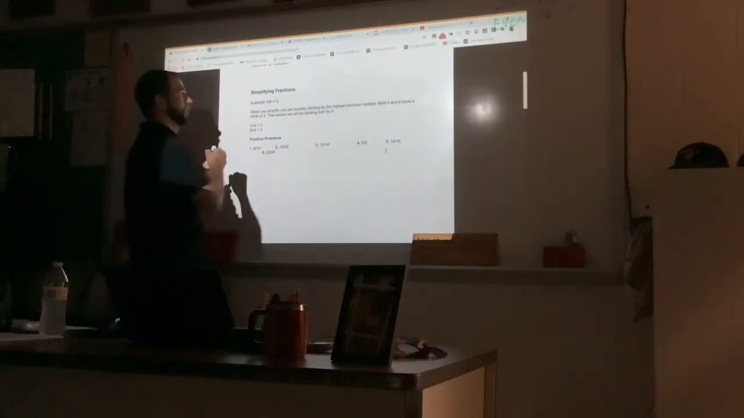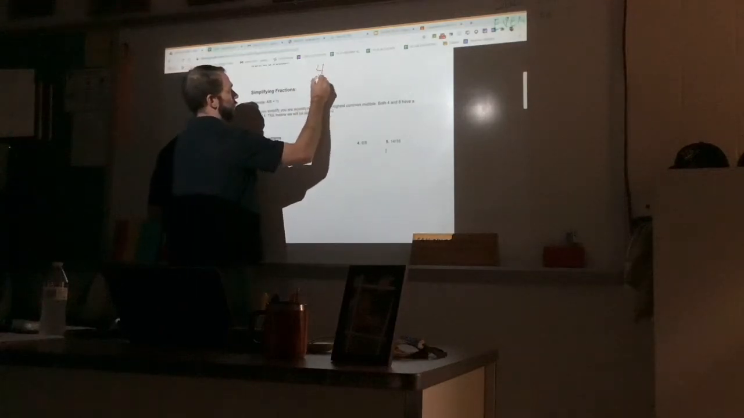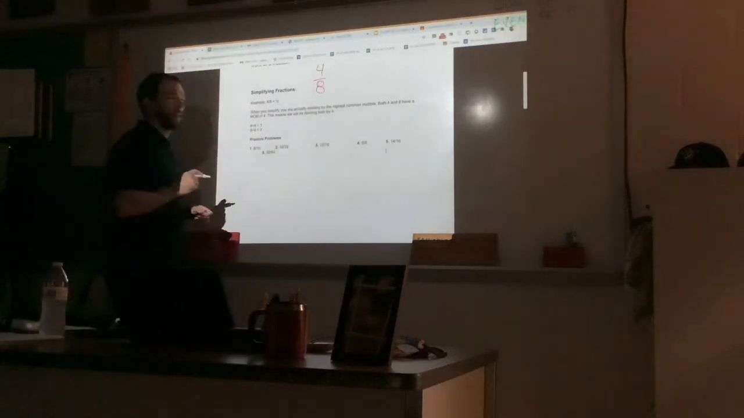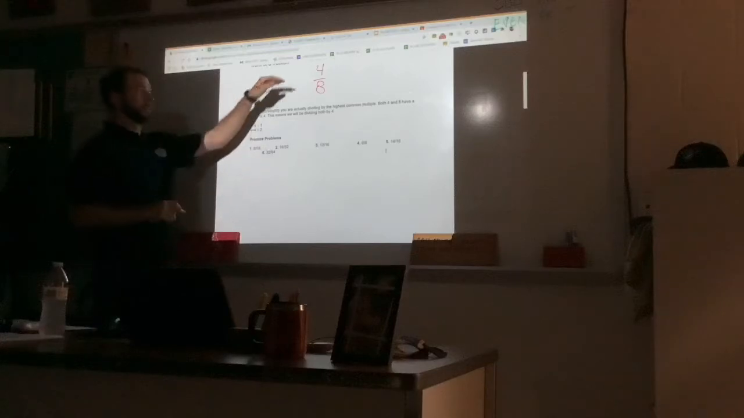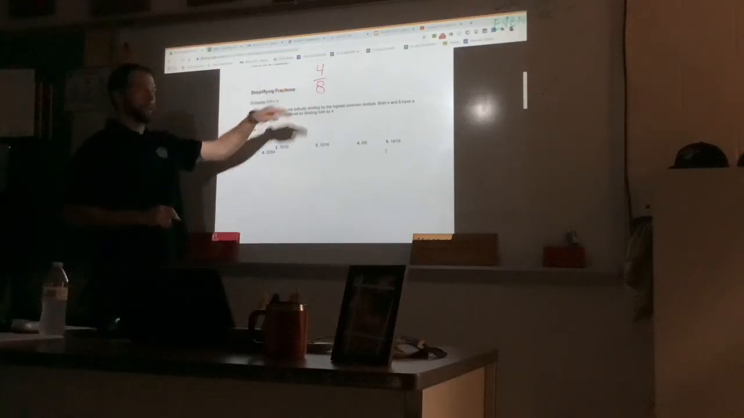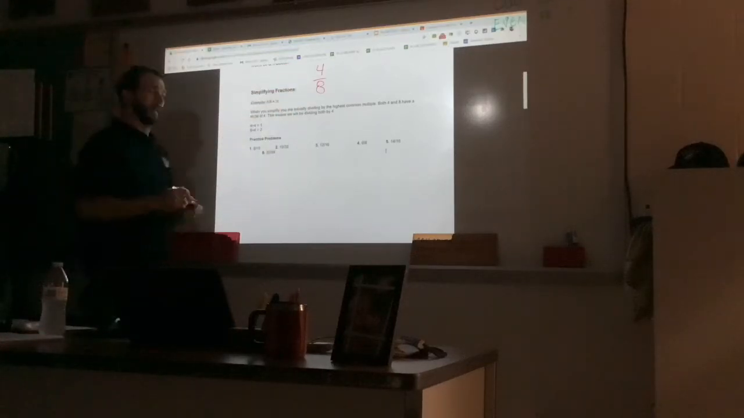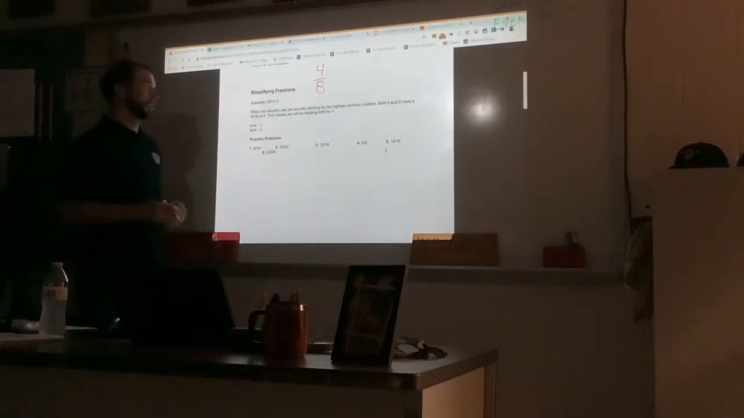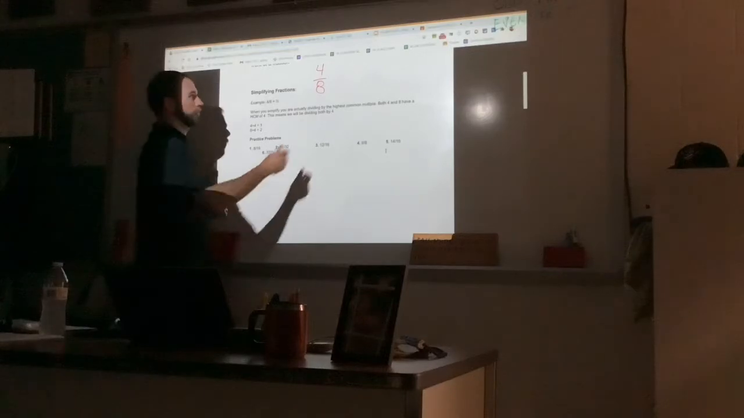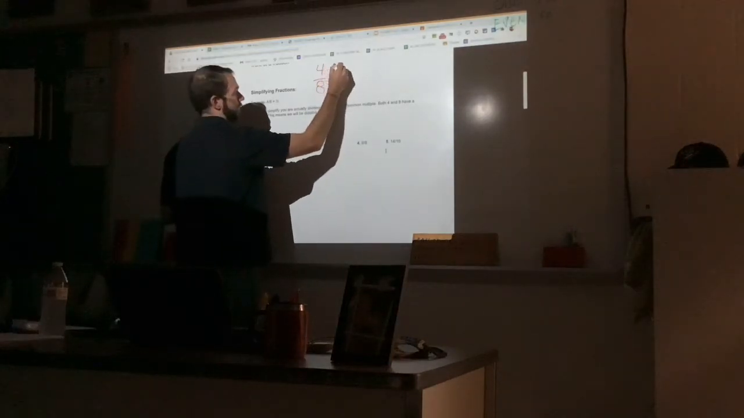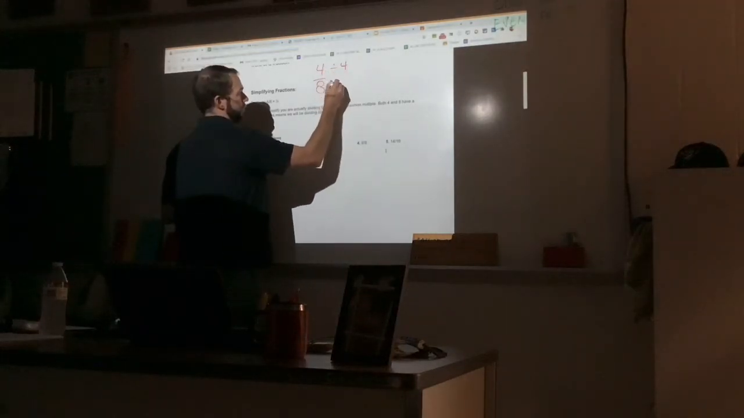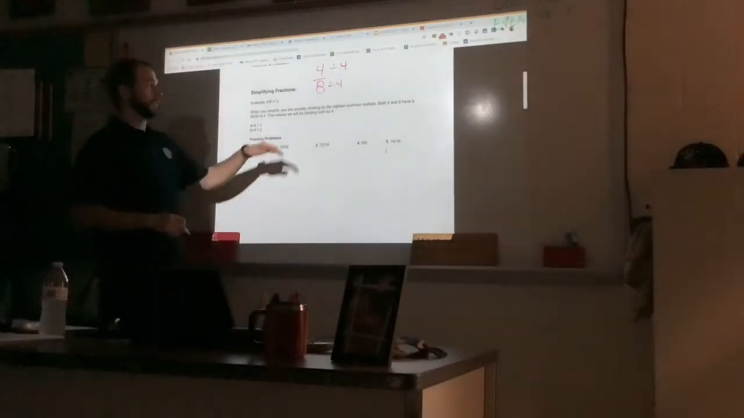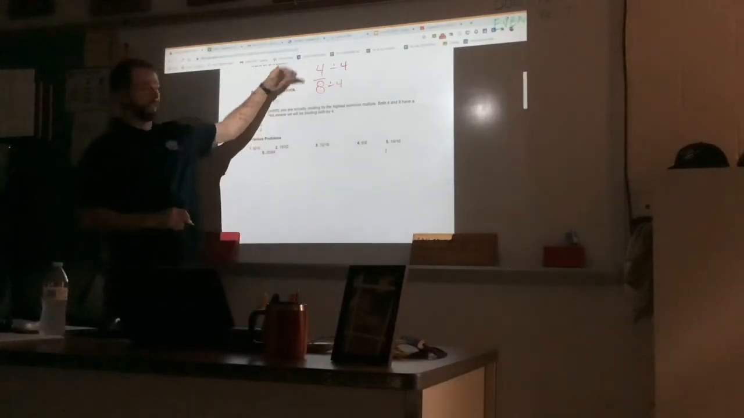So if we have 4/8, we've got to figure out what number goes into both 4 and 8 evenly, and ideally we pick the highest number that would go into 4 and 8. So the highest number that goes into 4 and 8 is 4, so we're going to divide both numbers by 4. Whatever you do at the bottom, you do the top, and vice versa.